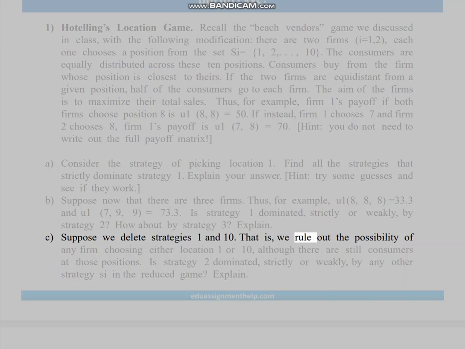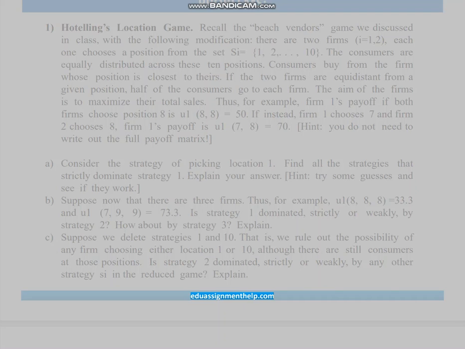C. Suppose we delete strategies 1 and 10. That is, we rule out the possibility of any firm choosing either location 1 or 10, although there are still consumers at those positions. Is strategy 2 dominated, strictly or weakly, by any other strategy si in the reduced game? Explain.